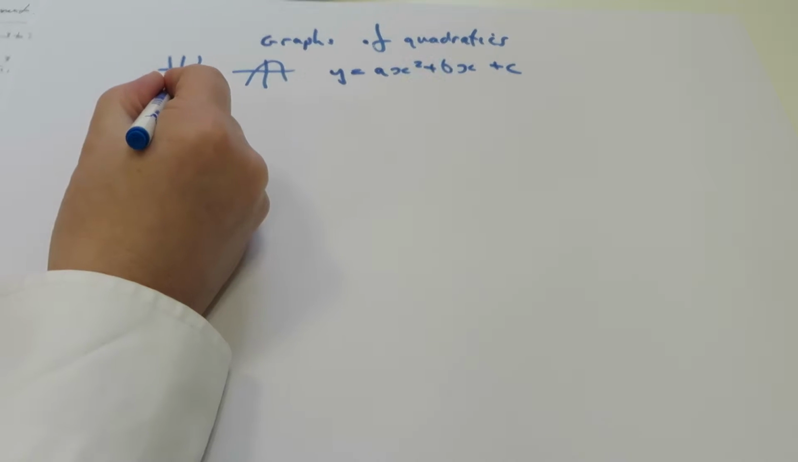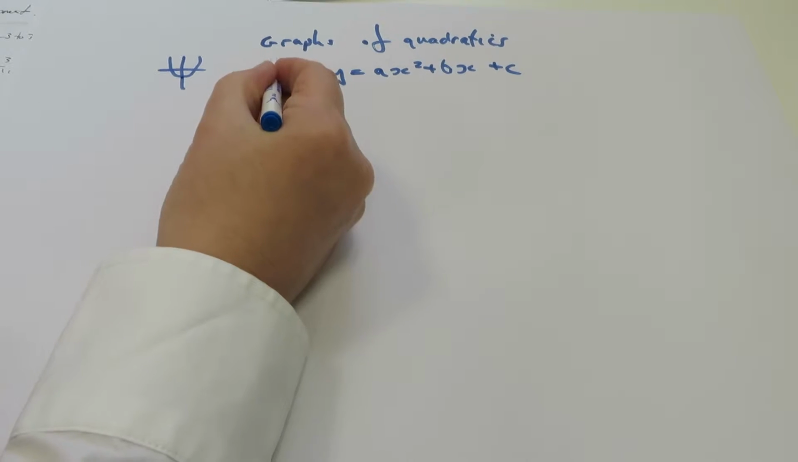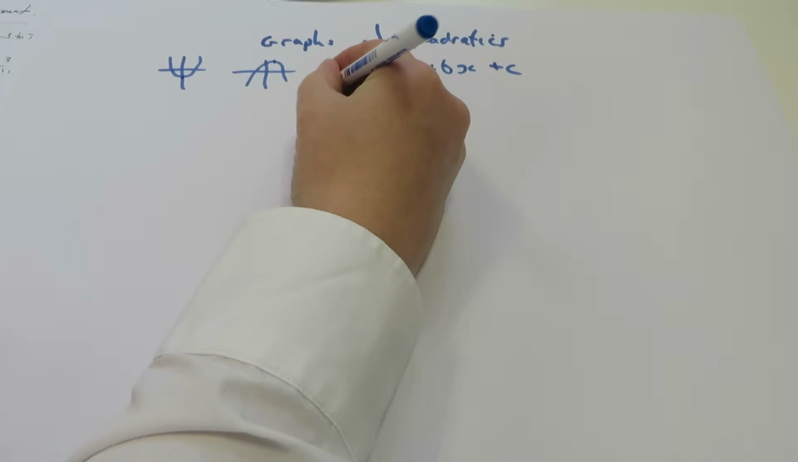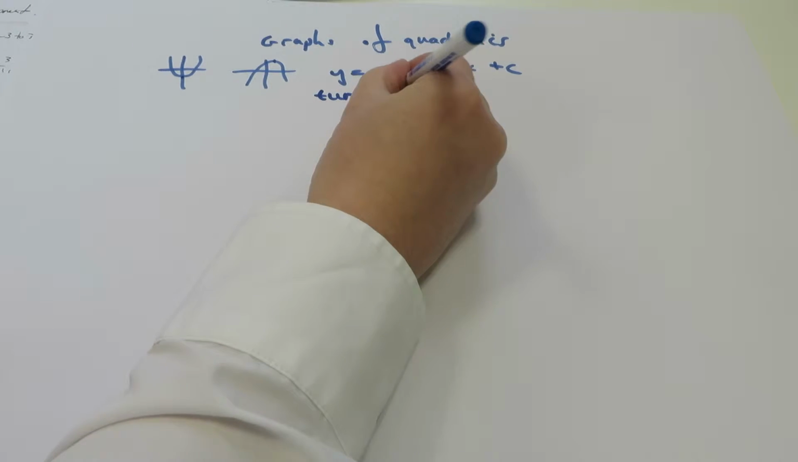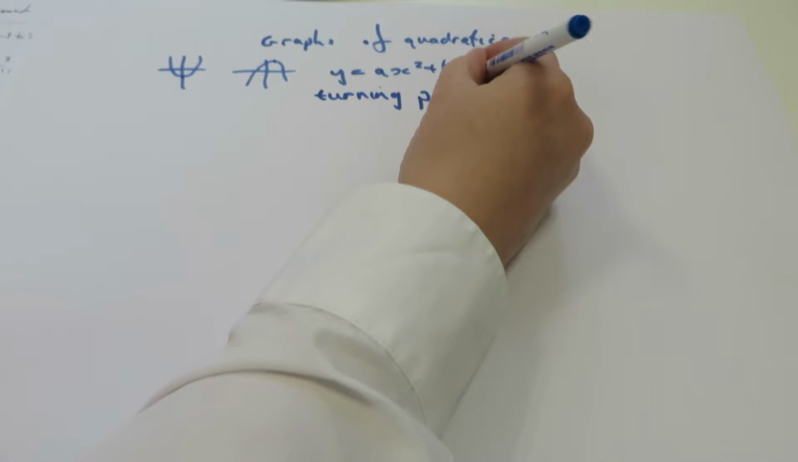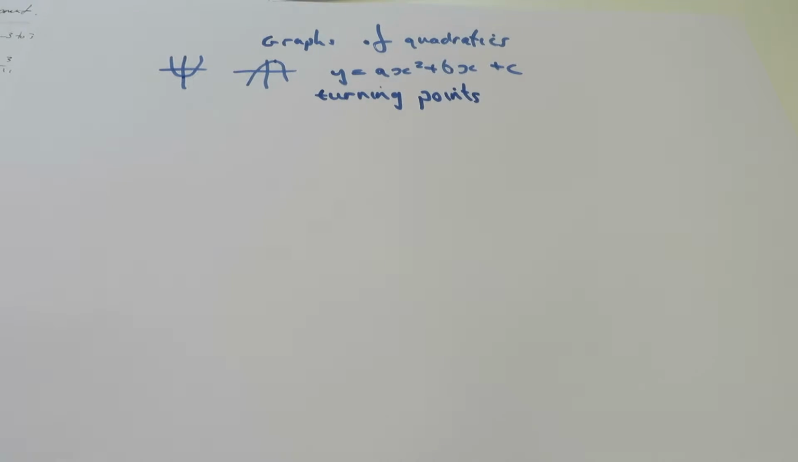The bottom here is the minimum point of the quadratic, and this is the maximum point. Occasionally they are referred to as turning points. So you have maximum and minimum points, which are occasionally referred to as turning points.